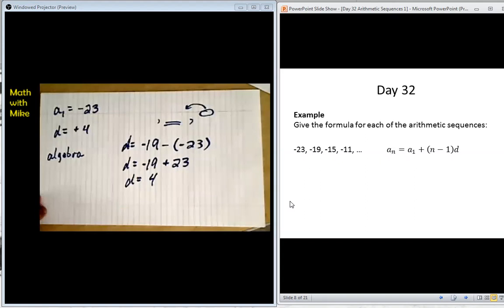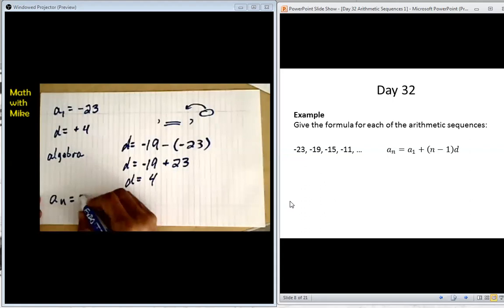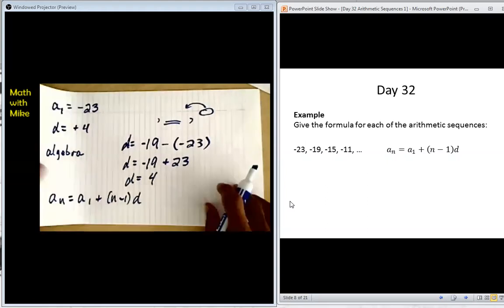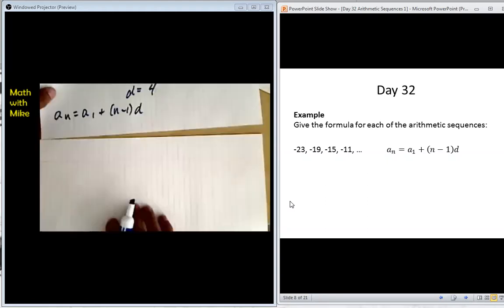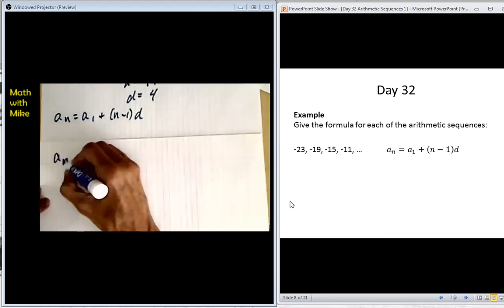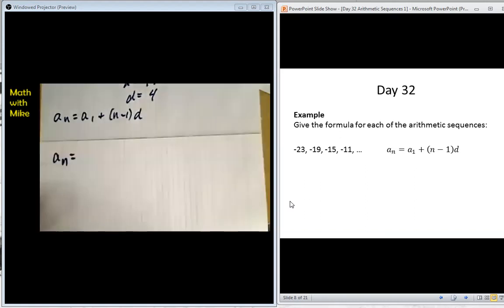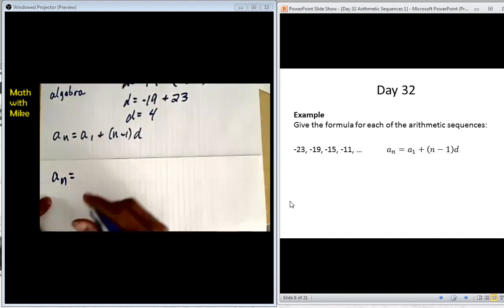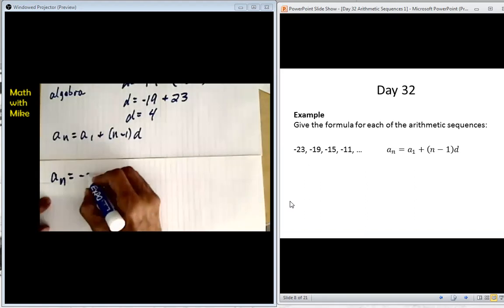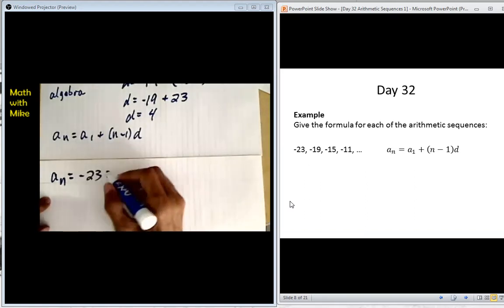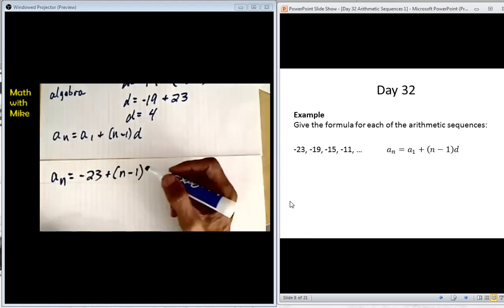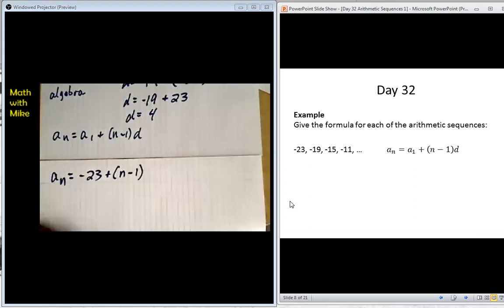So we can update the formula now a little bit. a1 plus n minus 1 d. So that's going to become a_n is equal to, what's the first term there? Minus 23 plus, we'll keep the n in there all the time for this general formula. And 4.